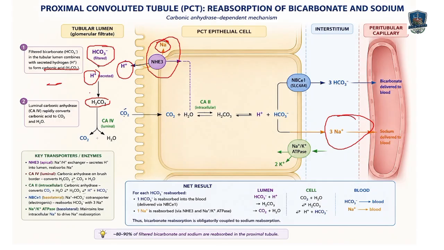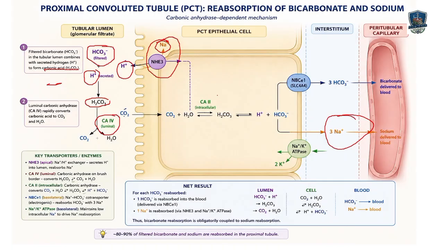We have an enzyme called carbonic anhydrase. To be more specific, carbonic anhydrase 4, because we have two types of carbonic anhydrase in this process. Number one, carbonic anhydrase 4, which is found on the tubular lumen or in the filtrate.